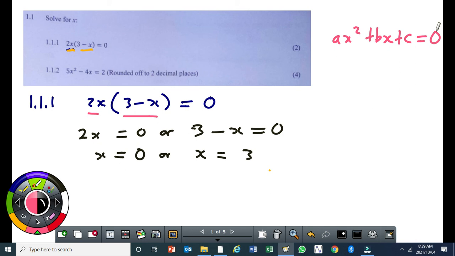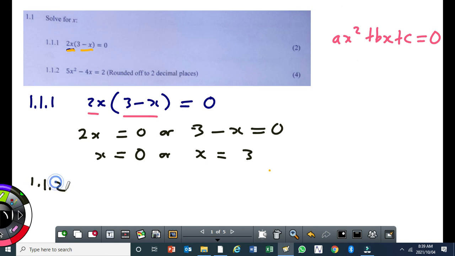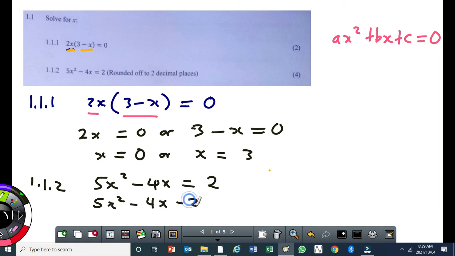So you must check if your quadratic equation is in standard form. If it's not, convert it to standard form. There's no need for you to get scared because you saw this. You should be smiling. So 1.1.2, we have 5x squared minus 4x equals to 2. It's not in standard form, which means one of the marks will be allocated for converting it to standard form. So we take this 2 to the right, we end up having 5x squared minus 4x minus 2 equals to 0.